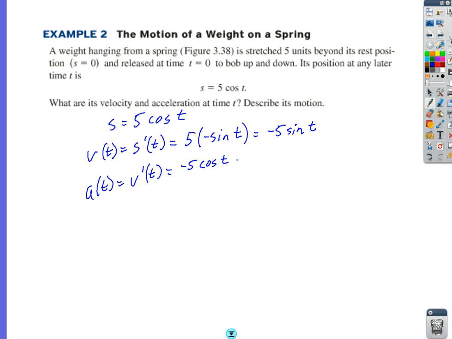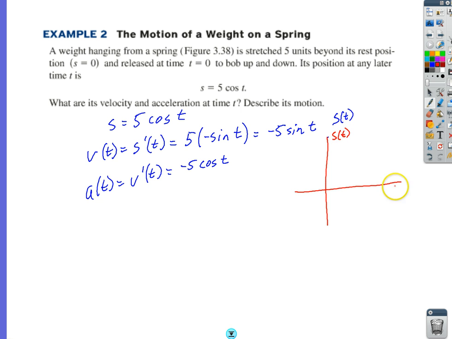And there we go. So we found our velocity, we found our acceleration, but now it tells me that I want to describe the motion. Okay, I want to describe its motion. All right, well, let's do that. So the best way we can do this is we can go ahead and graph our two functions that we have. Now you may be rusty on graphing sine and cosine functions, okay, but work with me.